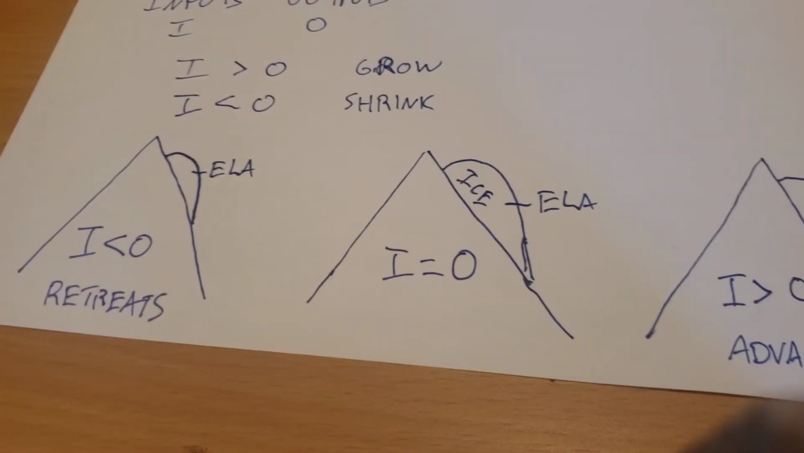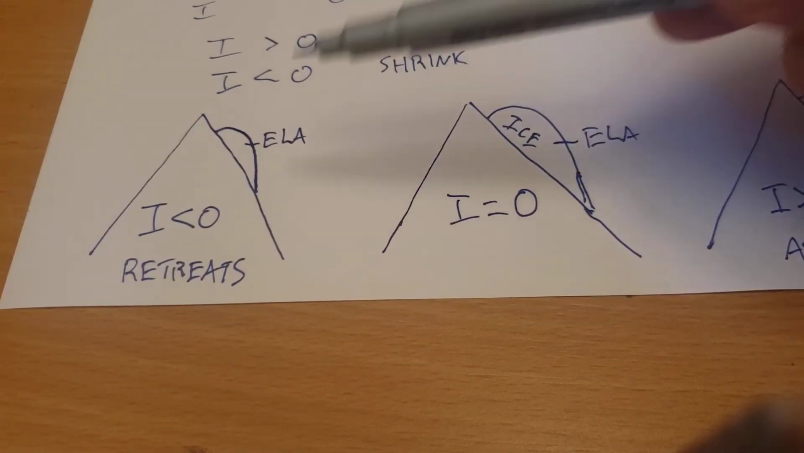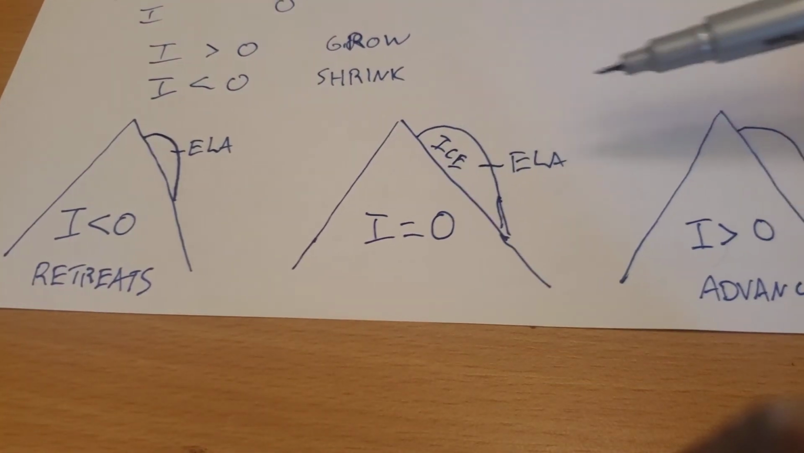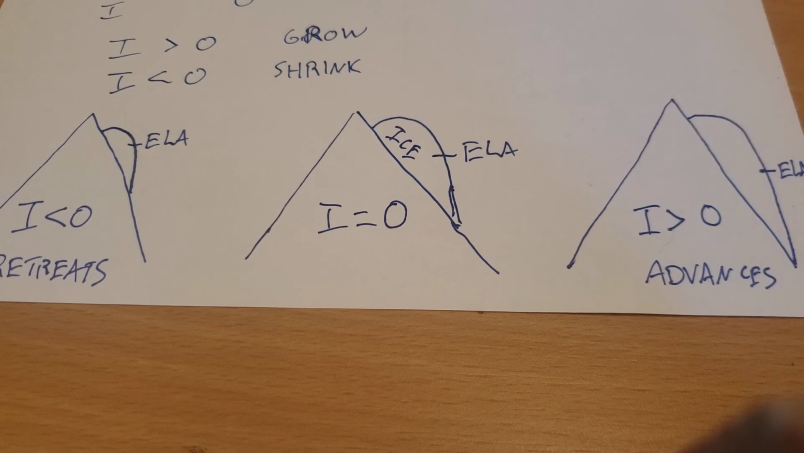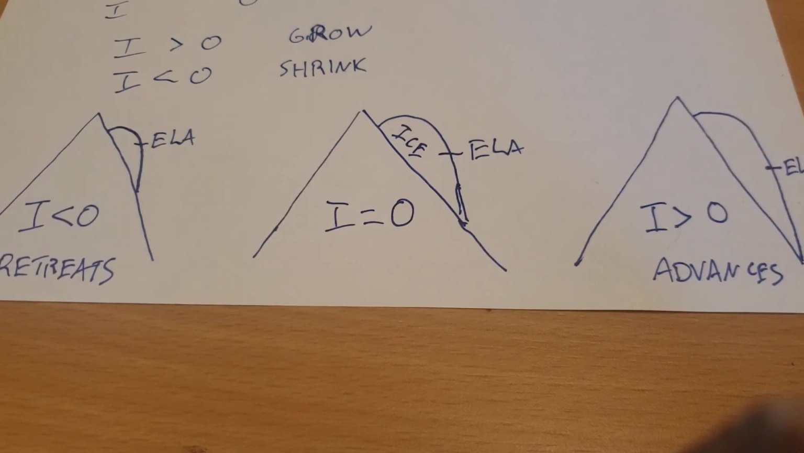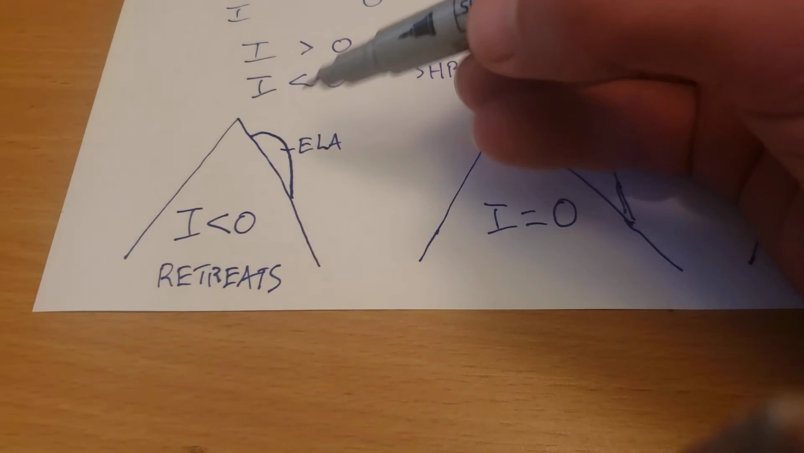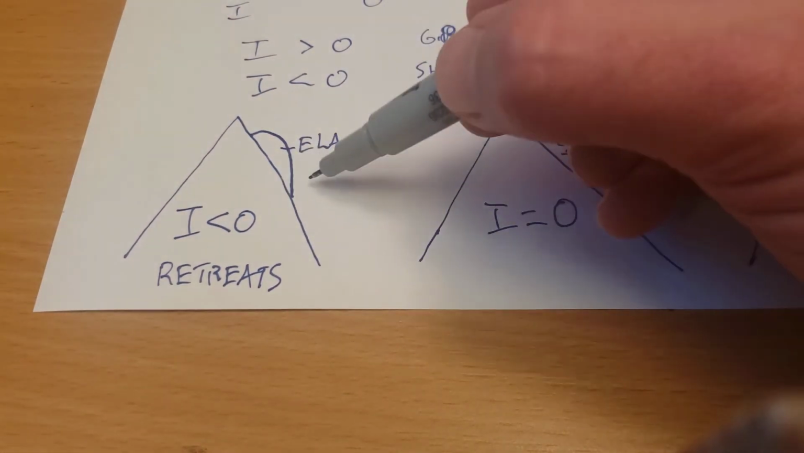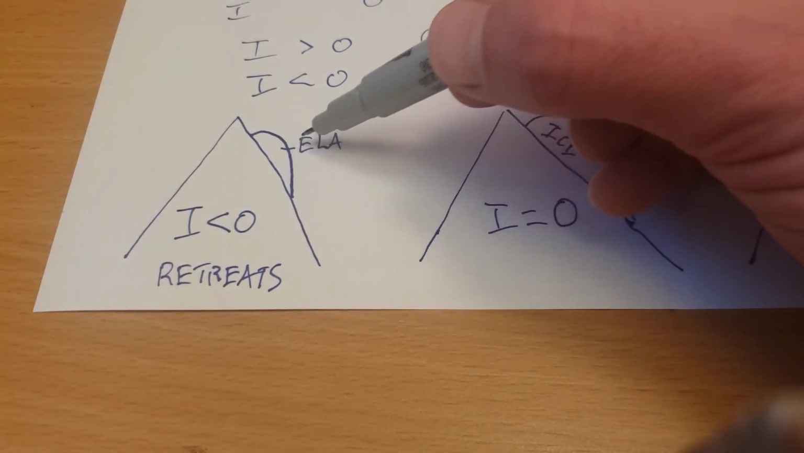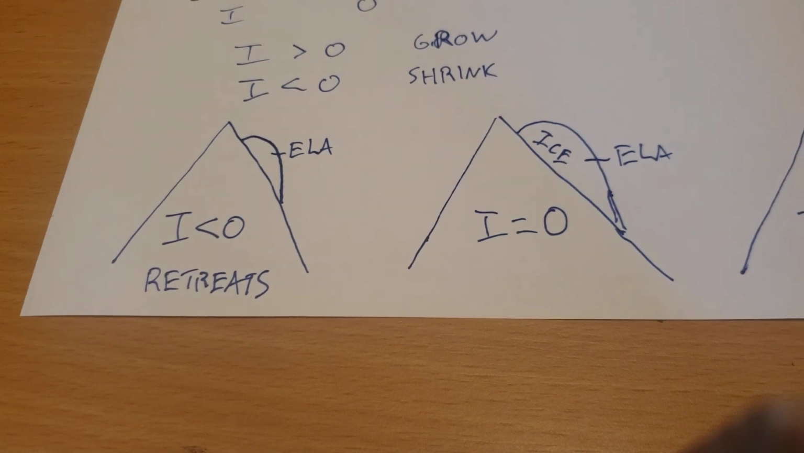Which of these three scenarios do you think most glaciers are in these days? Are we in the glacier retreats, the stable, or the advance? Well, given what's happened to climate and how we have a generally warming planet, most of our glaciers are in this retreating phase. And so they are shrinking and the ELA is moving up the mountainside.